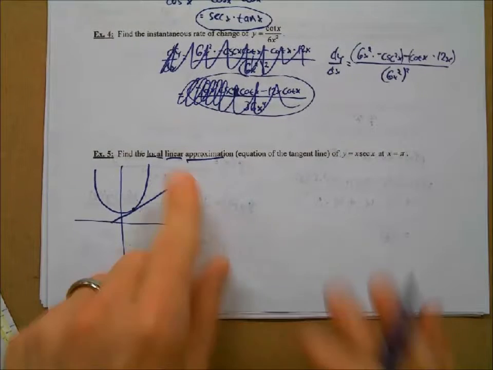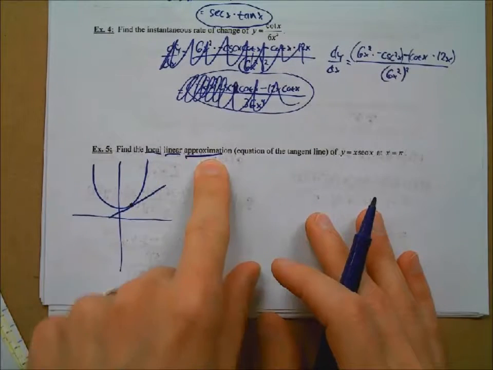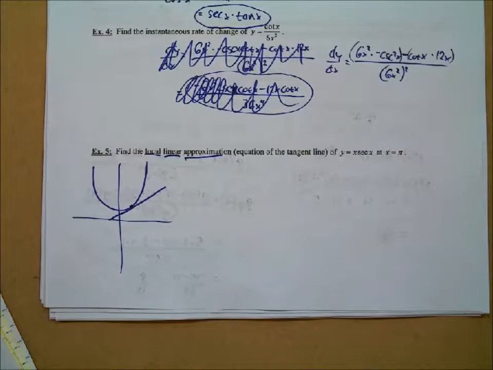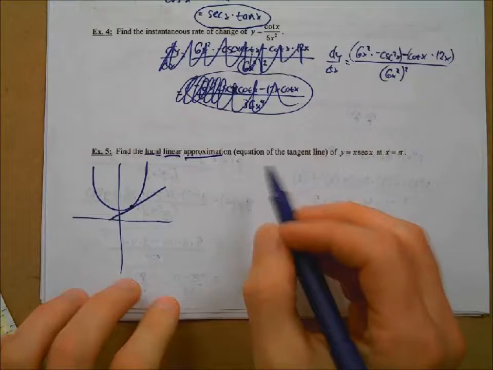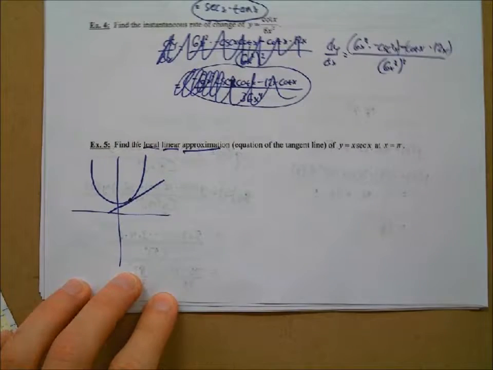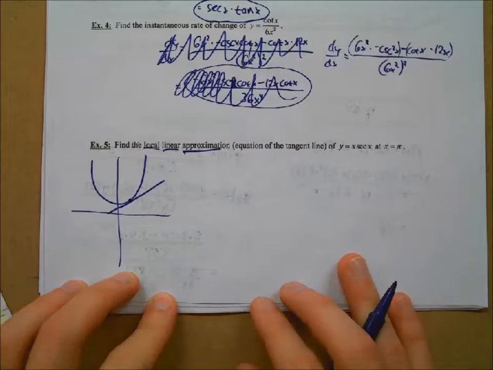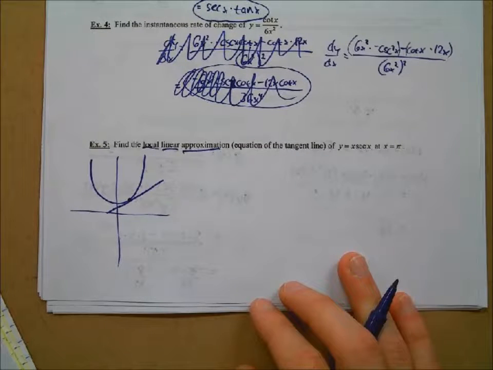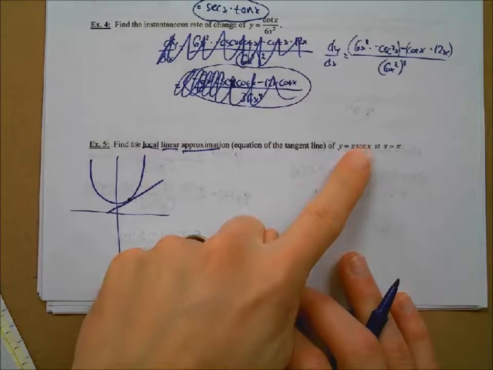When we talk about a local linear approximation, that's really using the equation of the tangent line to approximate our function. In other words, we need to come up with the equation of the tangent line. So what do we need to write the equation of a tangent line? A slope and a point. How do you find the slope of your tangent line? Take the derivative of that original function. So let's do that.